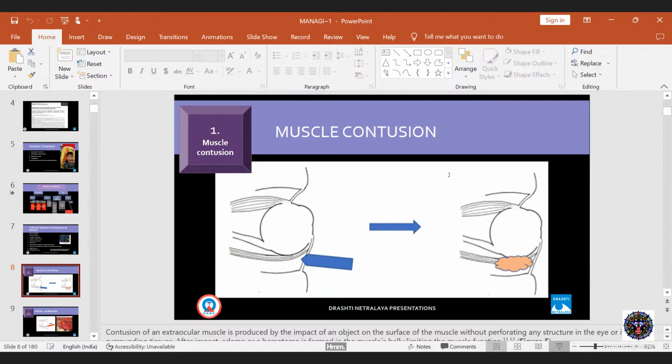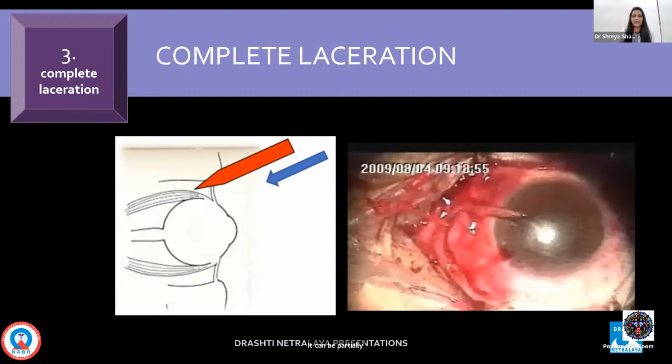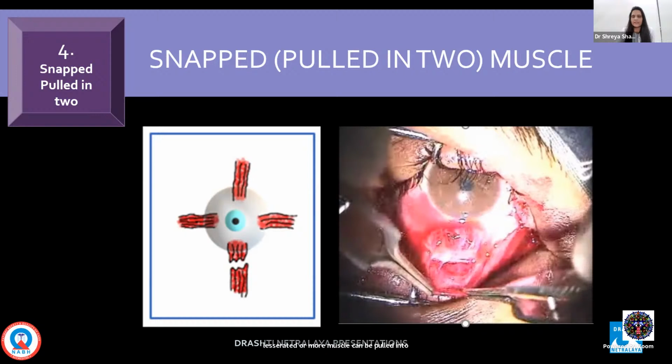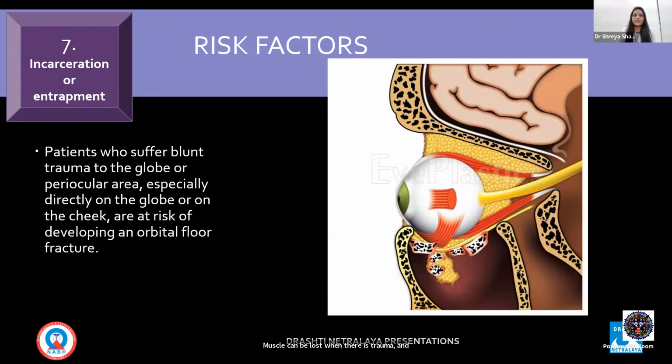So the first thing that can happen with muscle is that the muscle can be contused. It can be partially lacerated. It can be completely lacerated, or the muscle can be pulled into two, or it can be a snap. We can call it a snapped muscle or pulled into two. There can be a traumatic disinsertion of muscle. Muscle can be lost when there is trauma. And it can be incarcerated or entrapped.